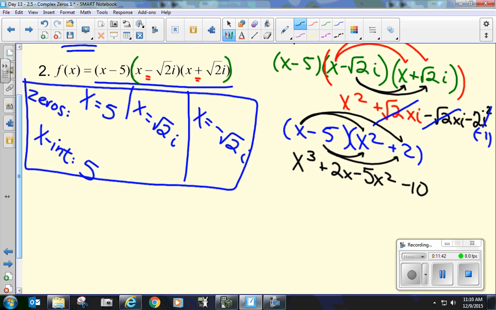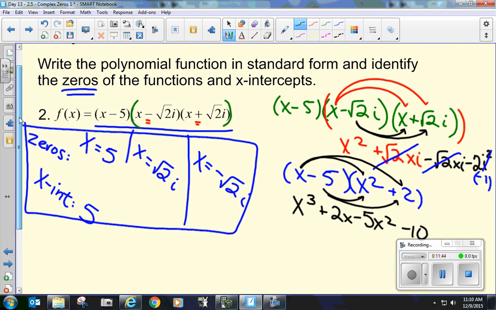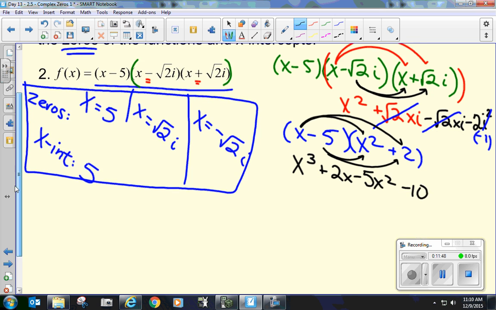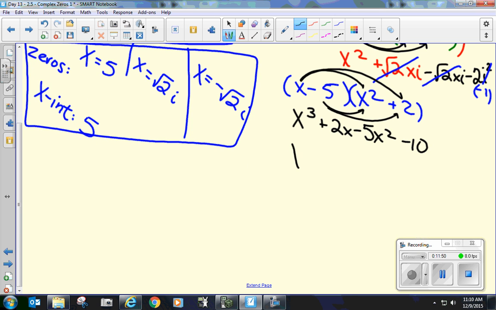I'm just going to clean this up and write it in standard form because I believe the problem asks for standard form, which means the exponents should go from biggest to smallest. You got it.